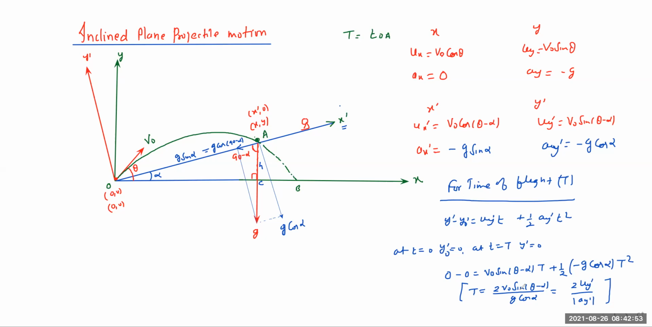Sir, I got a different answer. You said to find OA first. Yeah, what is OA? OA I got v naught square sine 2 theta minus alpha divided by g cos alpha minus tan alpha sec alpha by 2g. Okay, so you simplify this. Then I'm checking once again.